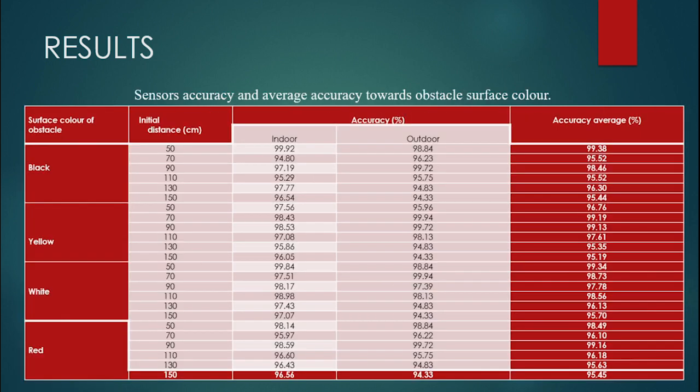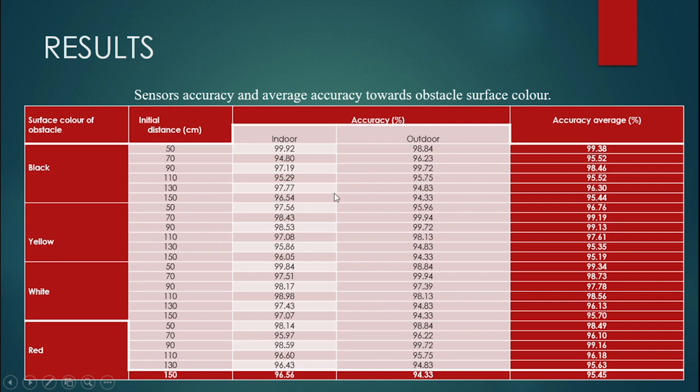And the next one, sensor accuracy and average accuracy toward obstacle surface color. So this is the color of all surfaces. This is the initial distance of the experiment. We tested it in both indoors and outdoors. And the average of the accuracy of both indoors and outdoors are summed up here.